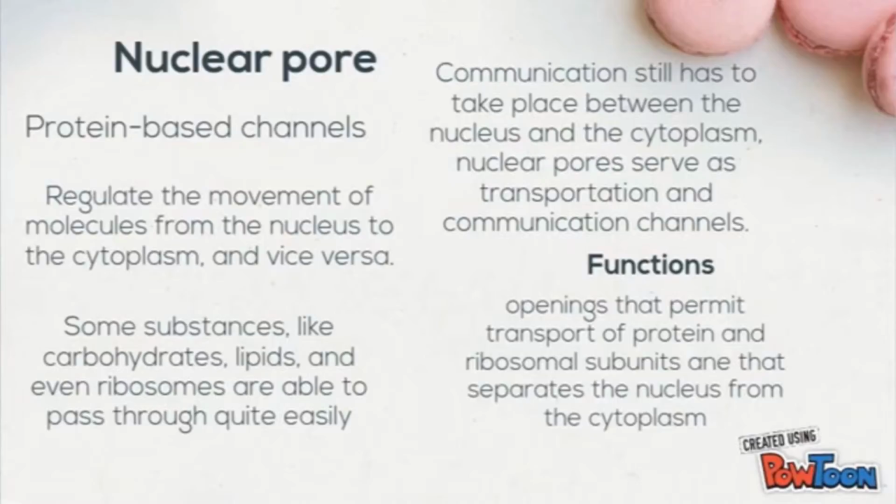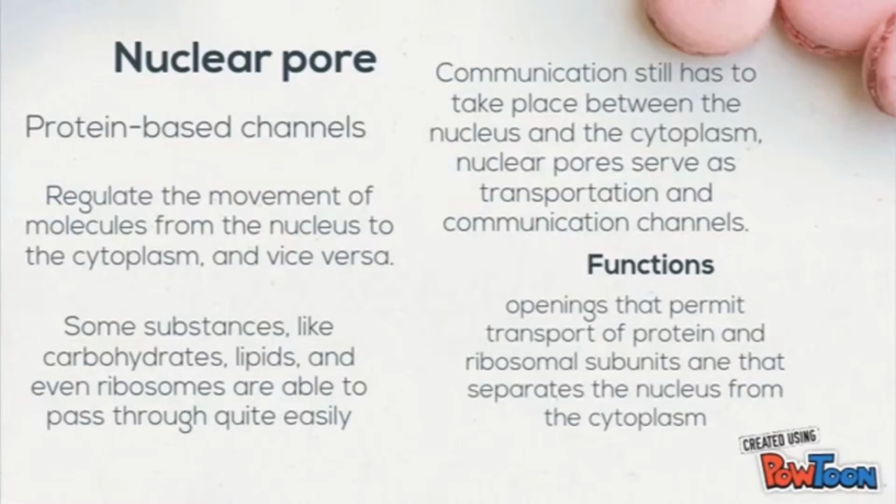The nucleus is enclosed by this nuclear membrane in order to separate it from the cytoplasm. Despite the presence of this barrier, communication still has to take place between the nucleus and the cytoplasm, so the nuclear pores serve as transportation and communication channels. Some substances, like carbohydrates, lipids, and even ribosomes are able to pass through quite easily, while RNA and some proteins must be cleared for release through signal sequences within the nucleus.